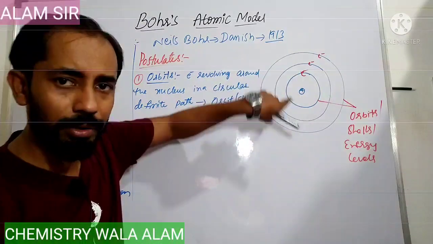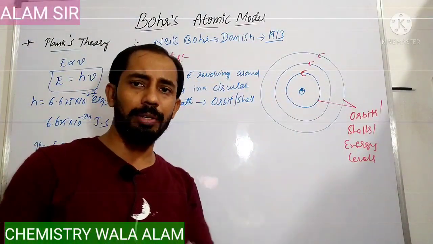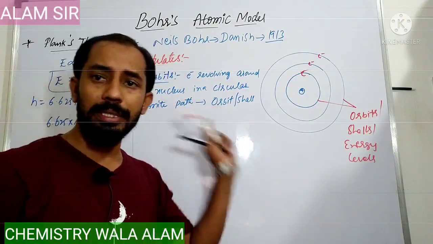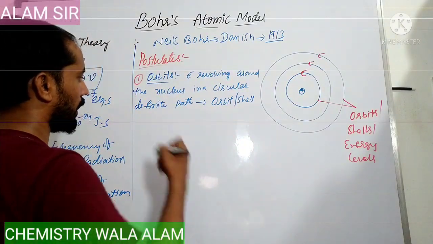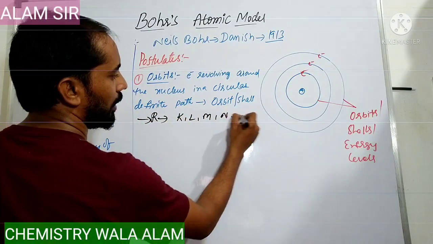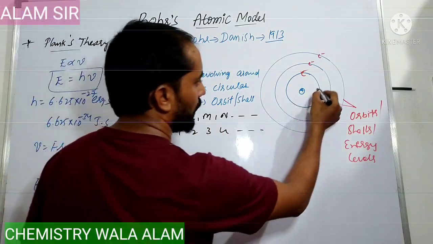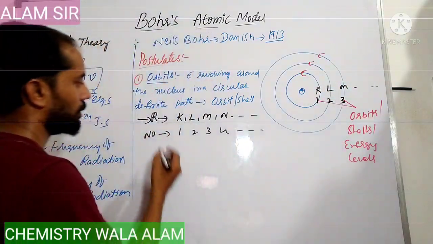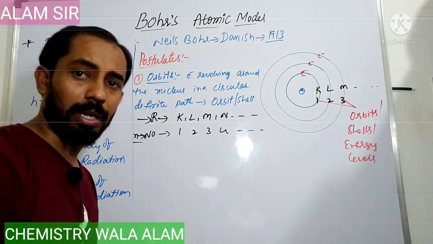So electrons are revolving around the nucleus in a circular definite path. Those paths are called orbits or shells or energy levels, and these are represented by the letters K, L, M, N and so on. These are numbered as 1, 2, 3, 4 and so on. That means the first one is the K shell, the second one is the L, M and so on. Here the number indicates the principal quantum number, the small n value.